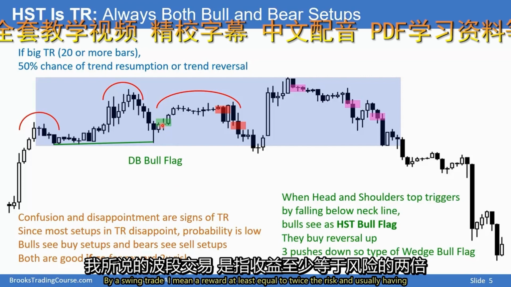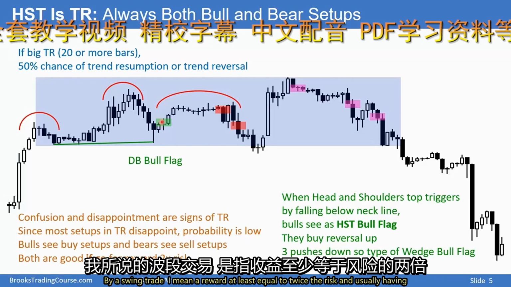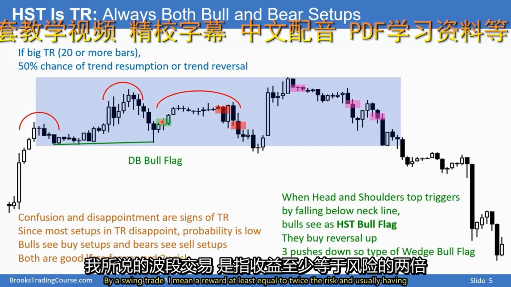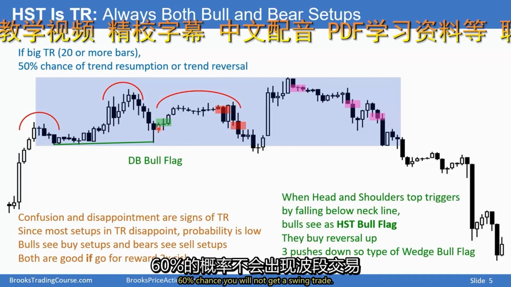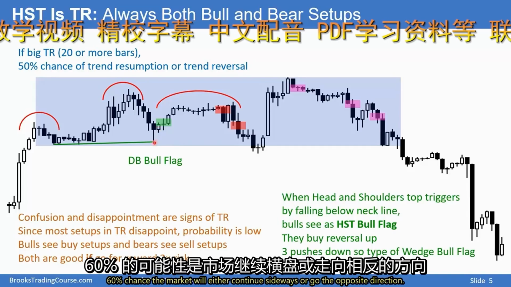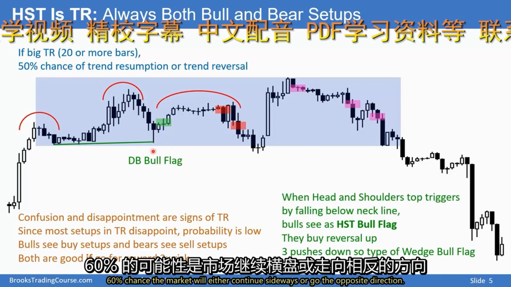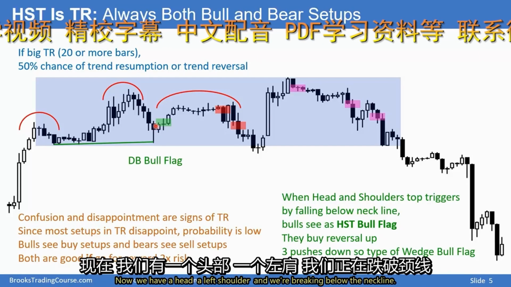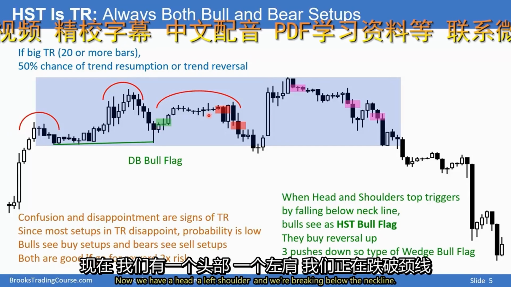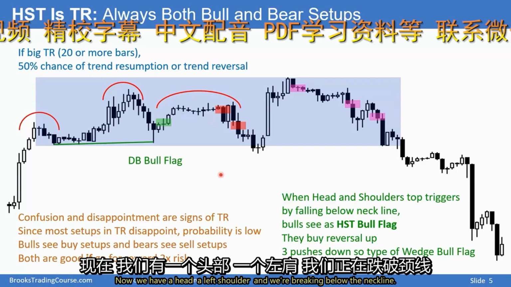You can take any of these trades. The probability is about 40% that you'll get a swing trade. By a swing trade, I mean a reward at least equal to twice the risk, and usually having at least 2 legs and at least 10 bars. 60% chance you will not get a swing trade. 60% chance the market will either continue sideways or go the opposite direction.